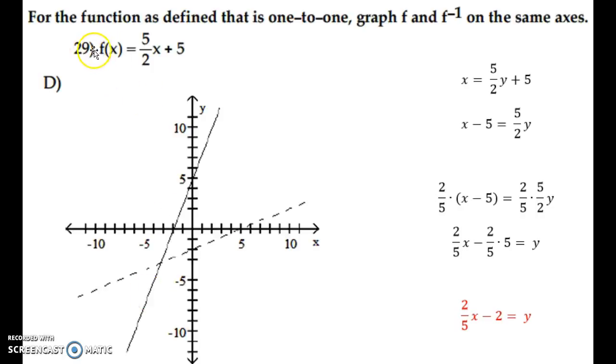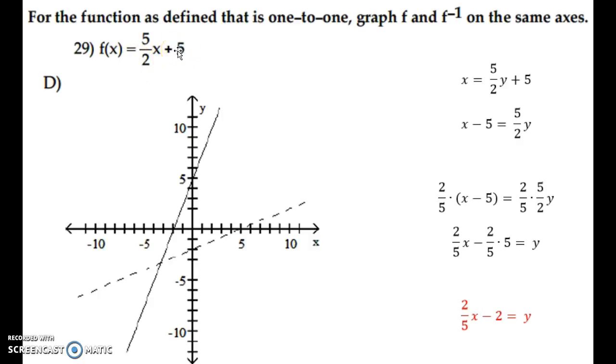For number 29, we have a function that's 1 to 1, so it has an inverse, and our goal is to find the inverse and then graph both the function and the inverse on the same coordinate plane here. And we can just start by graphing the function.